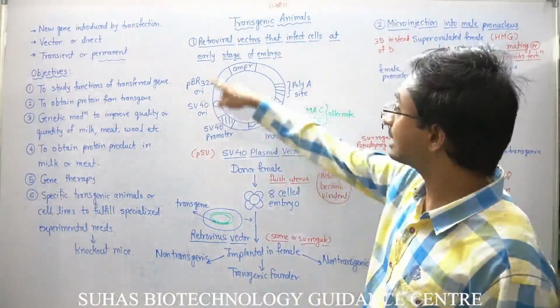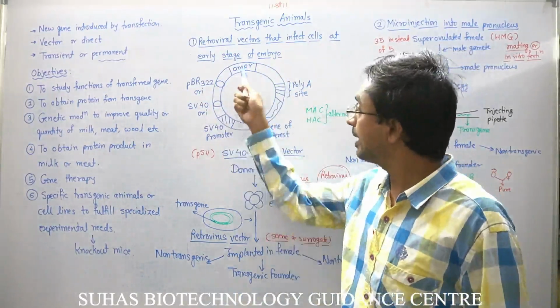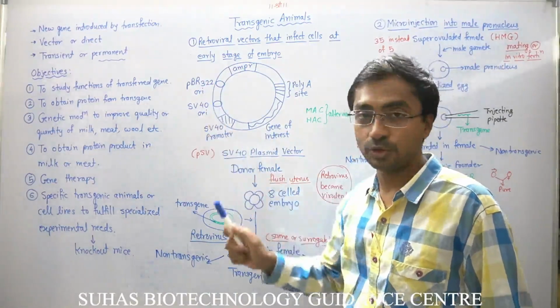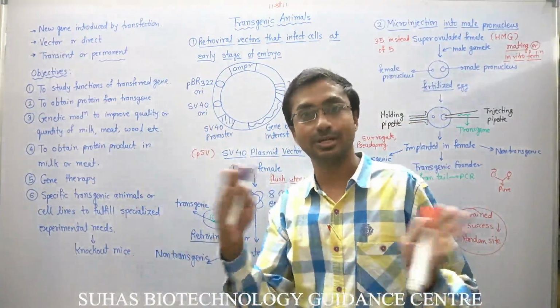Now what is this? This is a recombinant vector which is having PBR322-ORI as well as SV40-ORI, which means it can replicate in prokaryotes as well as eukaryotes. We can call it a shuttle vector.